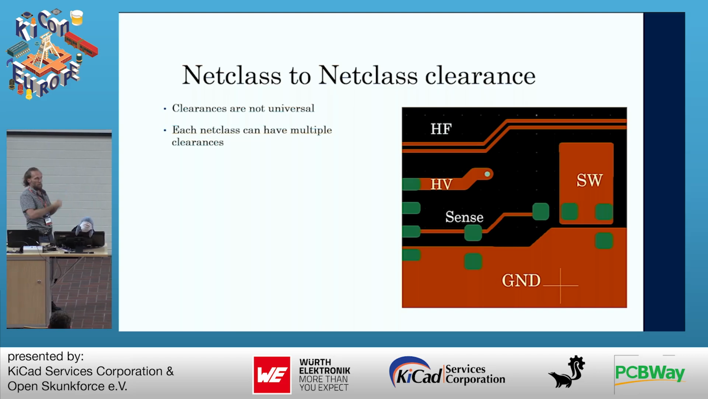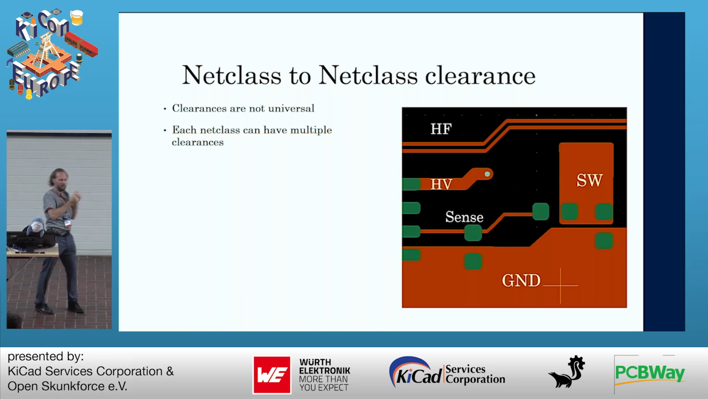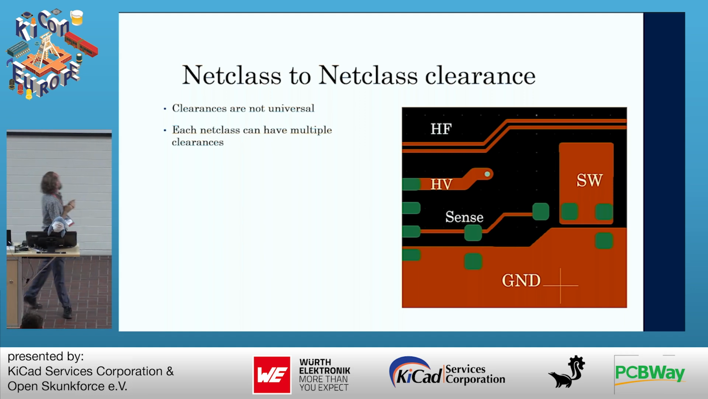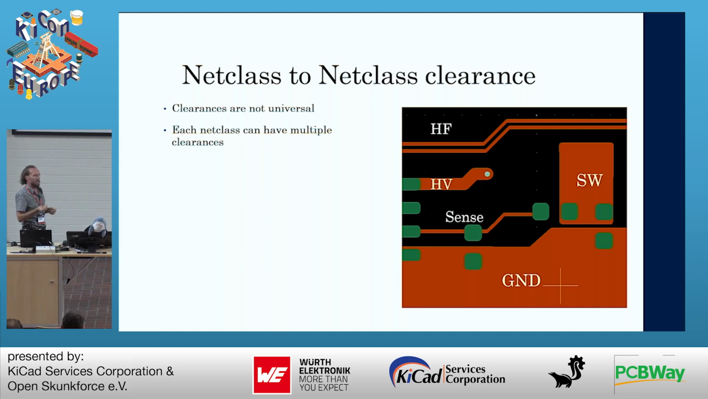So you might want to group them and actually have a small clearance within that net class, but to certain other net classes, you want a large clearance. Maybe you still want a small clearance to ground, but a large clearance to the sense net. And KiCad, when you download it, there's no way to go in there and just type that in and say, this is how I want it. But that's the essence of the net class to net class constraint.